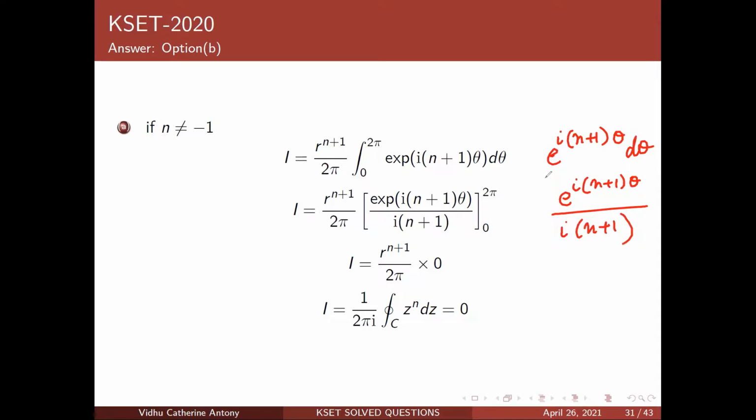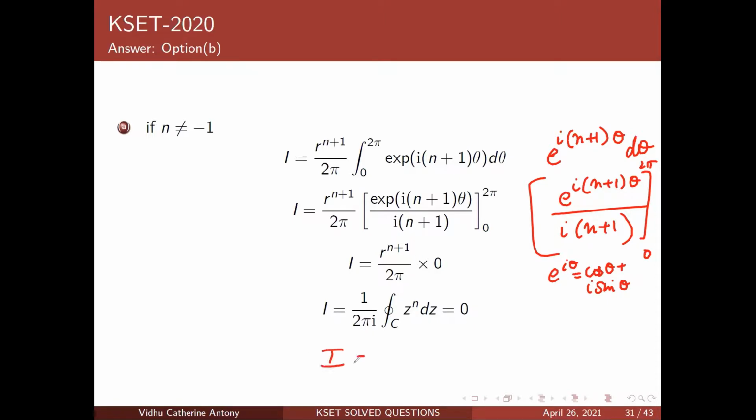Okay, so you can take this from 0 to 2 pi and evaluate the integral. So this is going to give you what? If you have a 2 pi here, you know the Euler's form of e to the power of i theta is equal to cos theta plus i sine theta. And if you substitute 2 pi here, what do you end up getting? You end up getting a 0. If you substitute 0 here, what do you get? You end up getting a 0. So this is going to be 0.